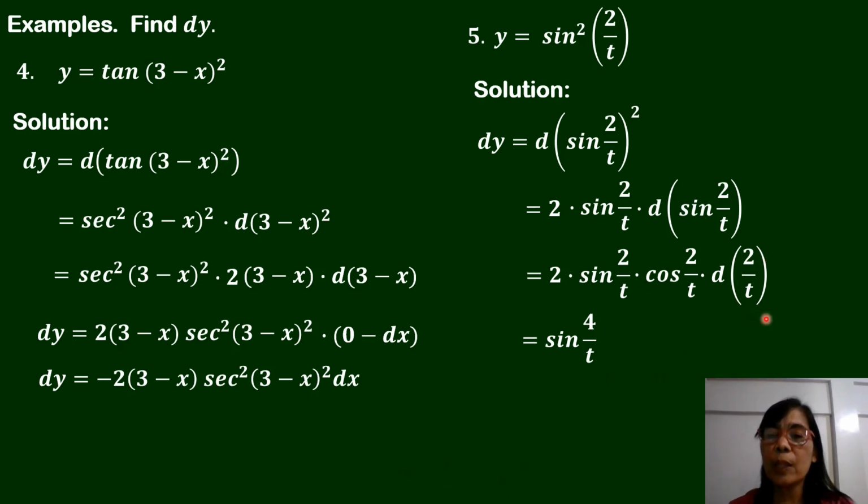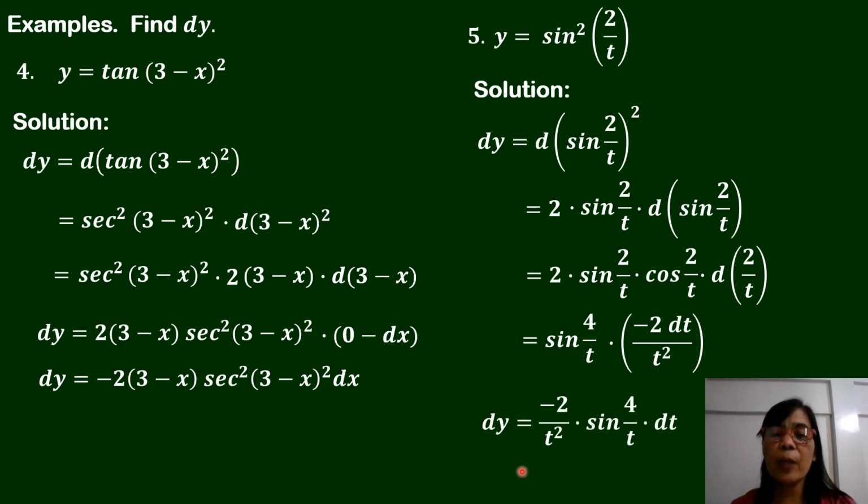of 2 over t. So we have here a quotient with a constant numerator. That is equal to the negative of the constant numerator times the differential of the denominator all over the square of the denominator. So finally, we have the differential of y is equal to -2 over t squared times sine 4 over t times the differential of t.